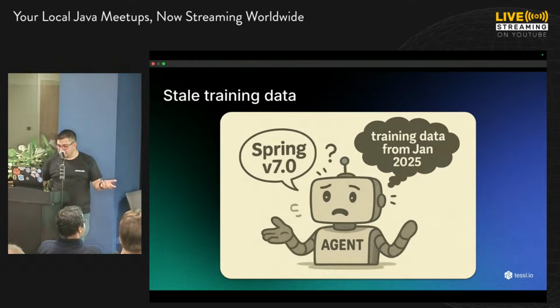So version blur is an interesting one. And training data, I mentioned, things like Sonnet 4.5 and Sonnet 4 were both trained January 2025. We have Spring 7 coming out in November of this year. What chance do we have of an agent being able to code against that with no knowledge about that at all?